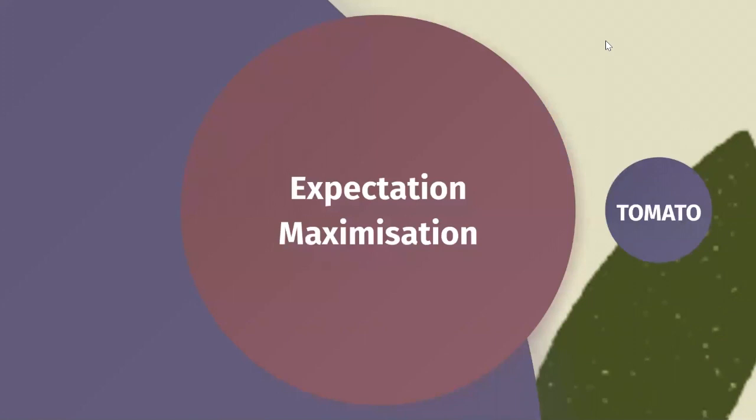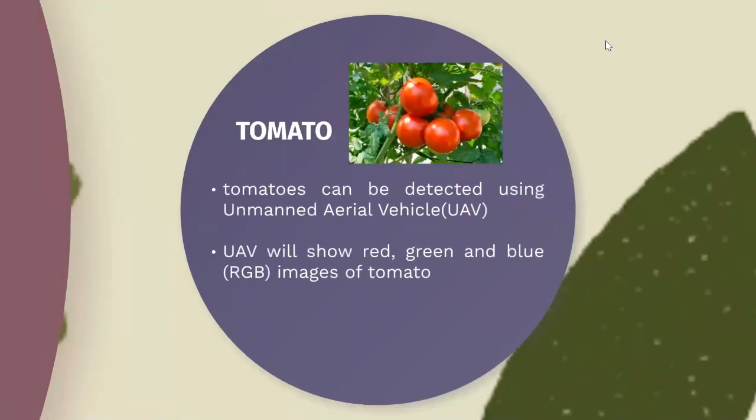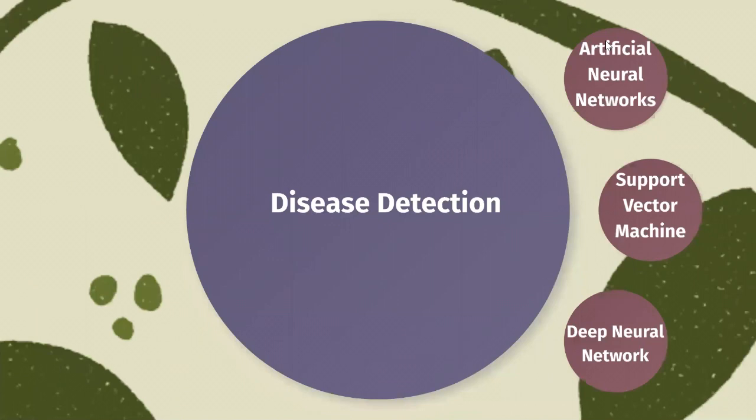The last one is expectation maximization. This is an algorithm which can help in detection of tomatoes using unmanned aerial vehicle, UAV. UAV will show red, green, and blue (RGB) images of tomato. Now we have done for yield prediction.